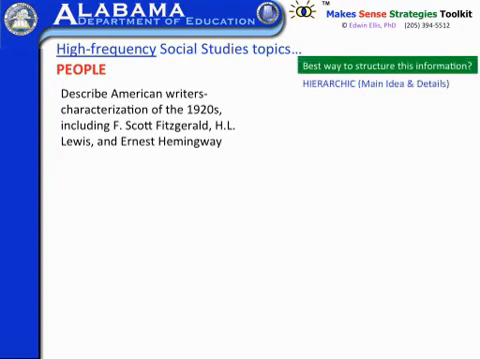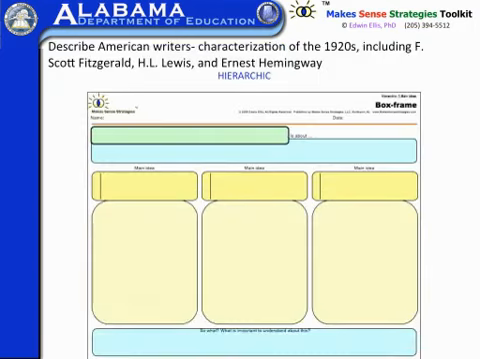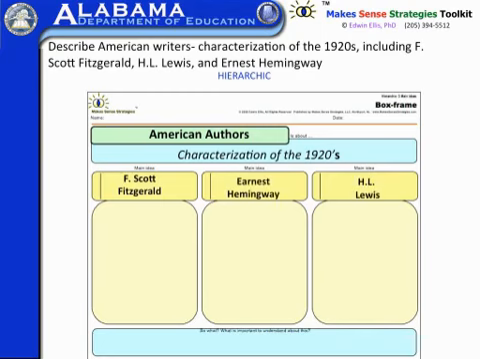So if we were to put that on a graphic organizer in terms of how those writers characterize the 1920s, which would be the best structure? I'm thinking probably hierarchic. And so here's an example of how we might do that. We might use what's called a box frame. And so you have these American authors and their characterization of the 20s and these different authors. And then under that might be how these different authors actually characterized them, what they said, and how they described things in the 20s and so forth. And at the bottom, to bring closure to this, is a prompt in terms of, so what? What's important to understand about this? In other words, why do we care about how they characterize the 1920s?